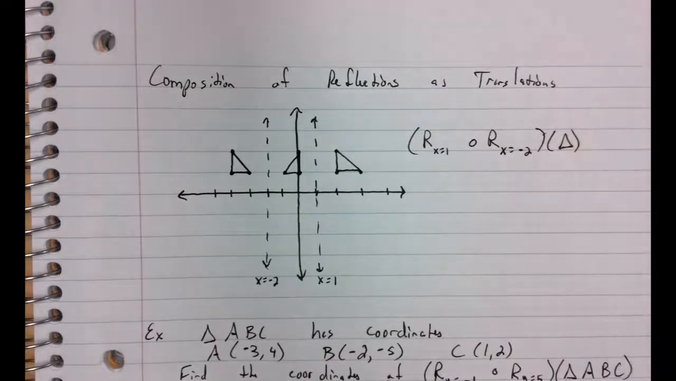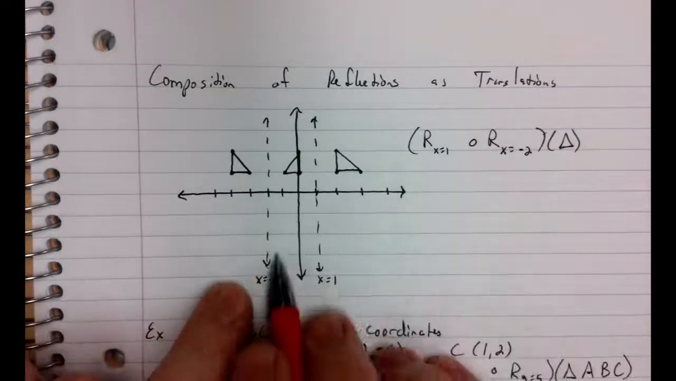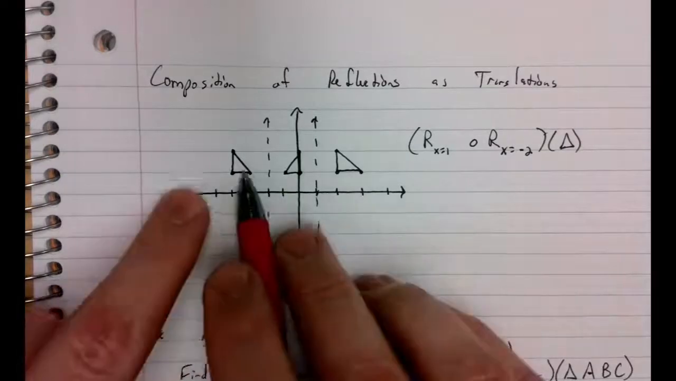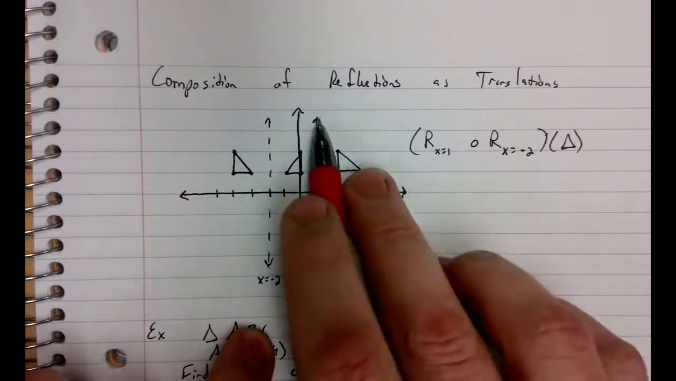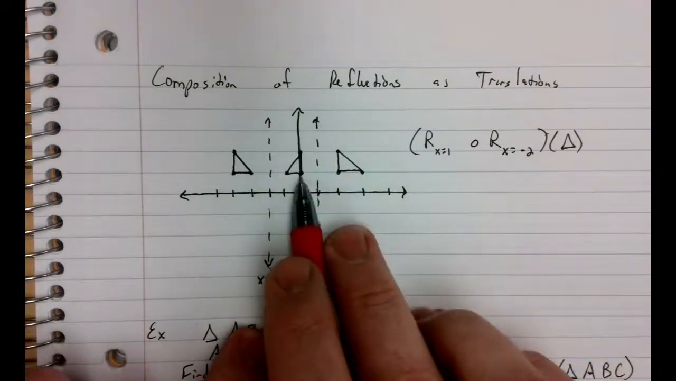Okay? So what that means is first I'm going to reflect this over the line x equals negative 2. So here's the line x equals negative 2, and I flipped it over that. Then I'm going to flip it over the line x equals 1. So here's the line x equals 1. I now flip that image over that.